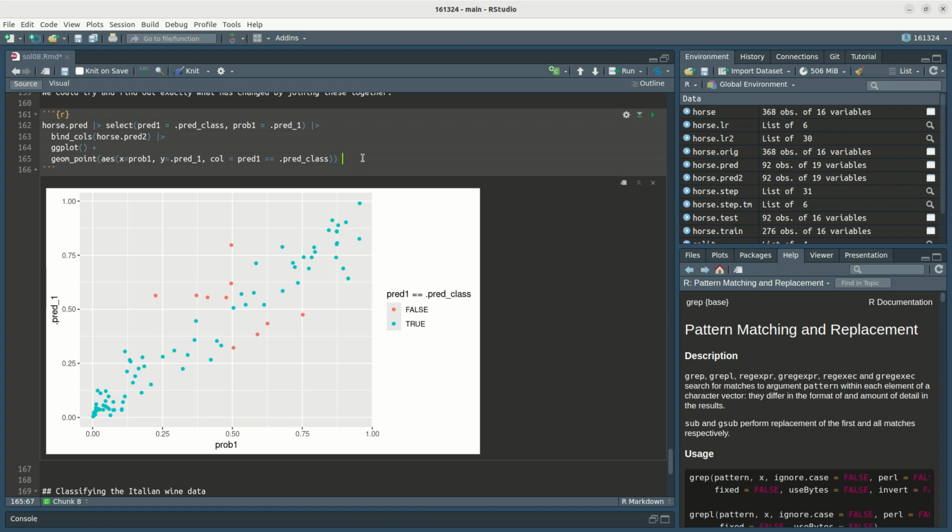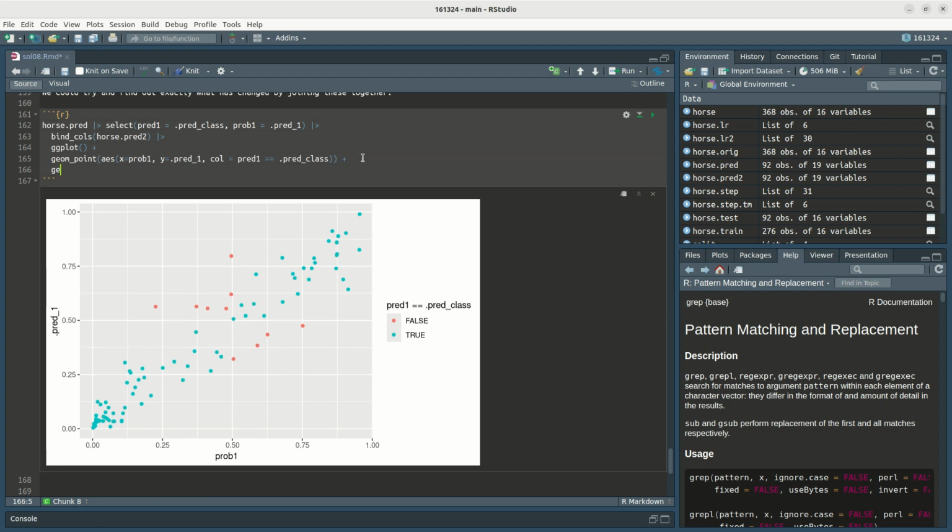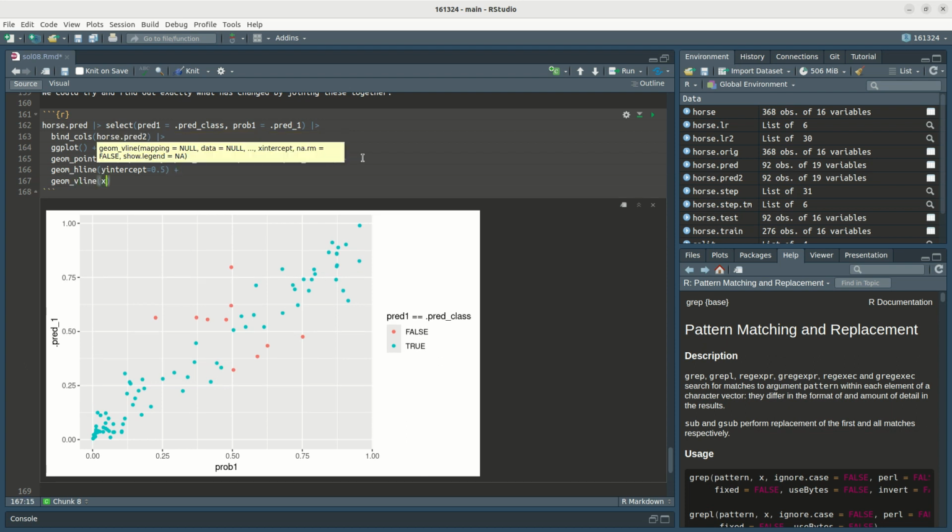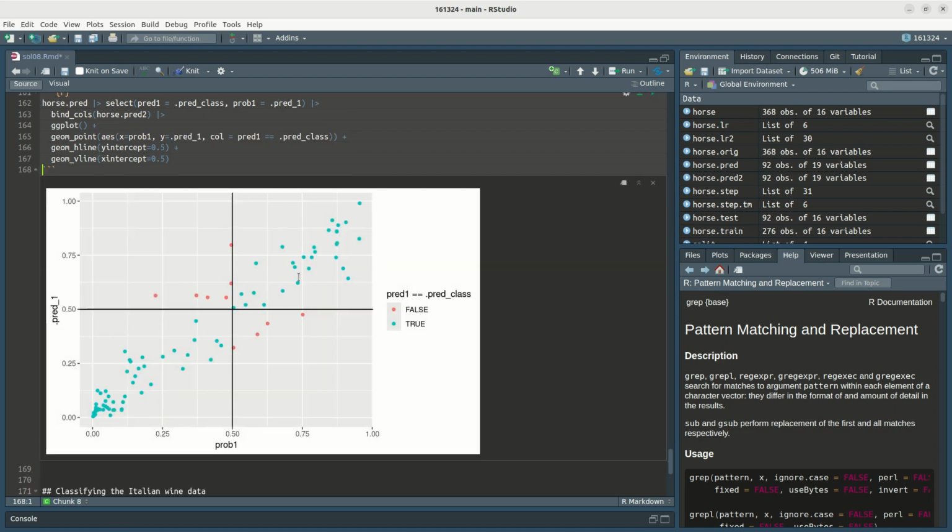So we basically gridded it. I guess we could put some lines on it so we can see what's going on. We could go geom_hline, y-intercept is 0.5, and geom_vline, x-intercept is 0.5, right? So up in here, both probabilities are more than 0.5, so we're predicting death from both models. Down in here, we're predicting survival from both models, and these ones are the ones where we've got an inconsistent result.